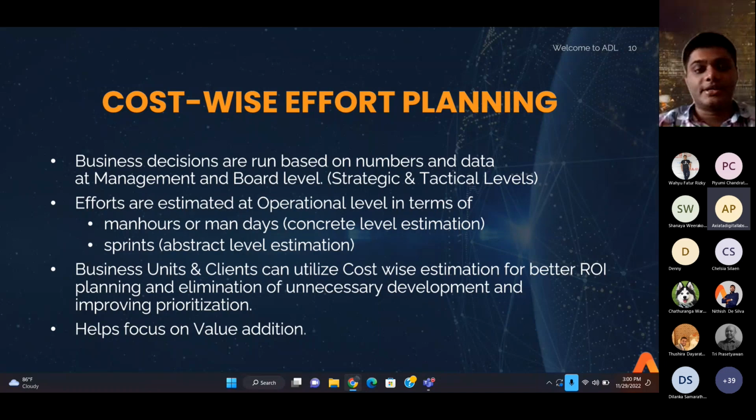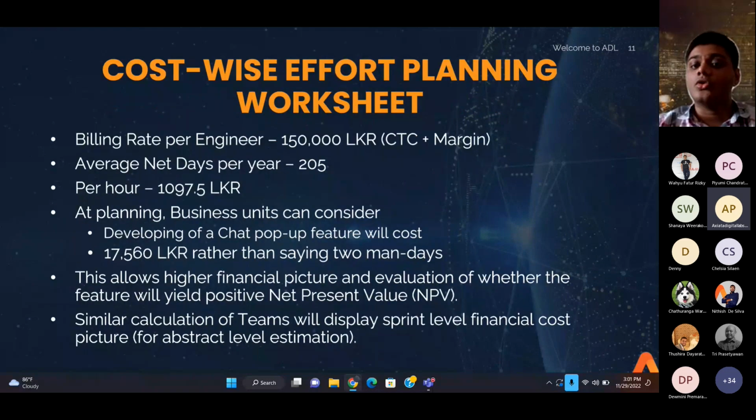For operational perspective at development level, it might be, but it would not be cost wise. It's not something strategic. Even if it is numbers, it's not value. So there is nothing to compare if the value is not there. So that's why we need to go for cost wise effort planning. For example, how we can build it. For the billing rate per engineer, we could see cost to company plus margin. This is an ideal application of accounting which development teams can consider within large organizations and also startups.